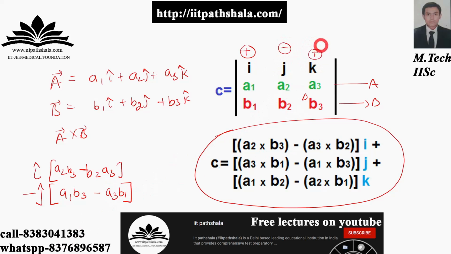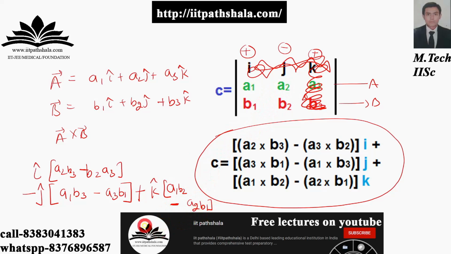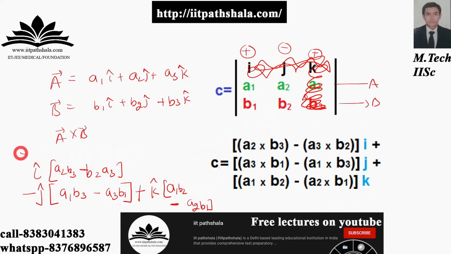Now after this, proceed to the k term over here. Note that it has a positive sign, so plus k cap. Forget about this particular row and this particular column. You're left with a1 b2 and a2 b1. So a1 multiplied by b2 minus a2 multiplied by b1. That is your resultant vector, guys.